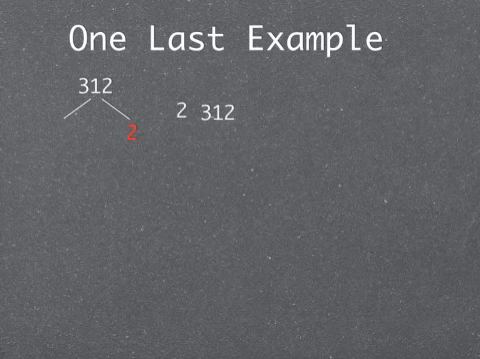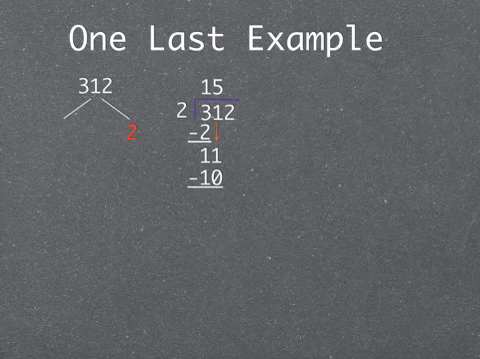So I have 312 divided by 2. 2 goes into 3 once. Do some subtraction, I get 1. Bring down the 1, I get 11. 2 goes into 11 5 times. 5 times 2 is 10. So I have 11 minus 10 gives me 1. Then I bring down the 2 and I have 12. And 2 goes into 12 6 times. So my factor pair is 156. Now 2 is prime but 156 is not.